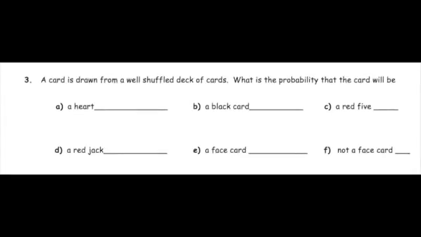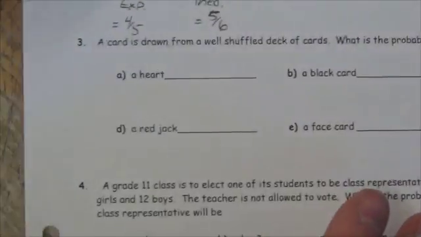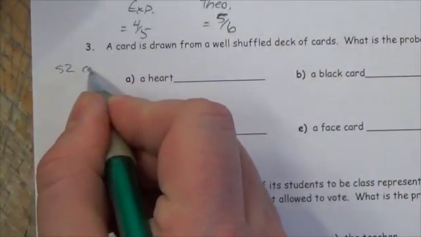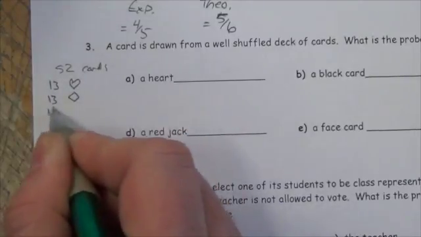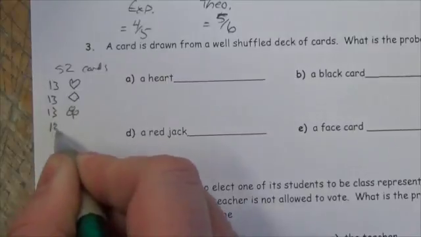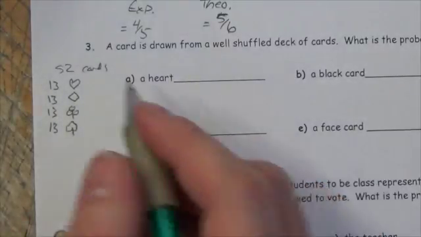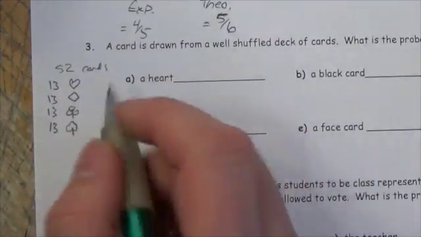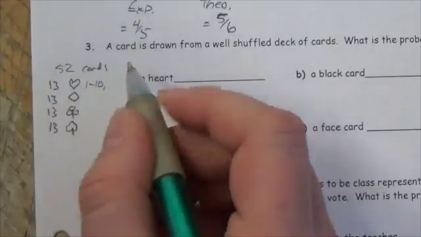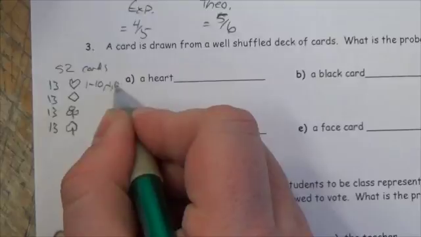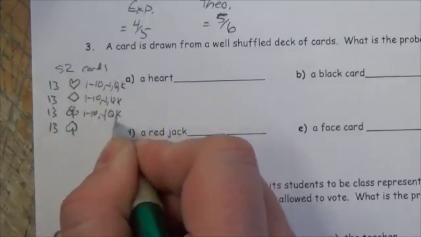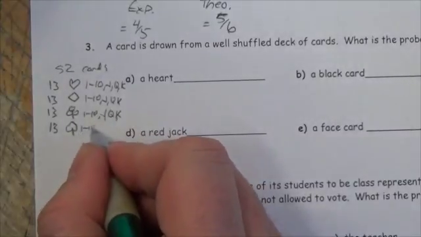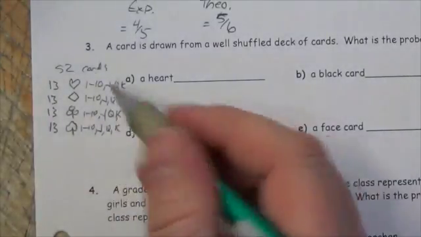A card is drawn from a well-shuffled deck of cards. What is the probability of the following? Okay, so to understand what's going on with this, you got to understand that there are going to be 52 cards in a deck. There will be 13 hearts, 13 diamonds, 13 clubs, and 13 spades. Okay? And in each one of these different suits, as we call them, there's going to be the numbers 1 to 10, or ace to 10, and then there's going to be a jack, a queen, and a king. They are what we call face cards. There will be pictures on there. So if you've never really played with a deck of cards before, you just got to have a little bit of an intro to that.